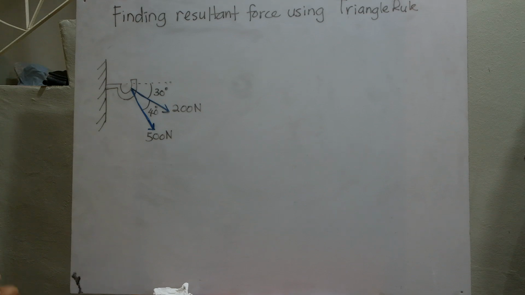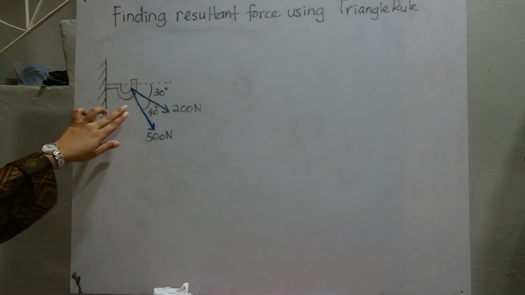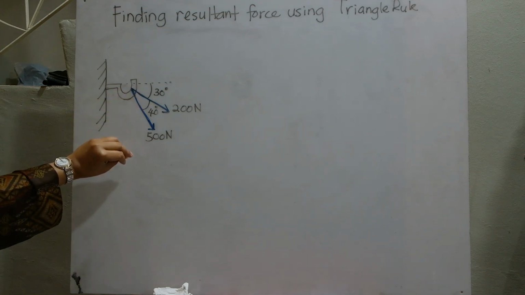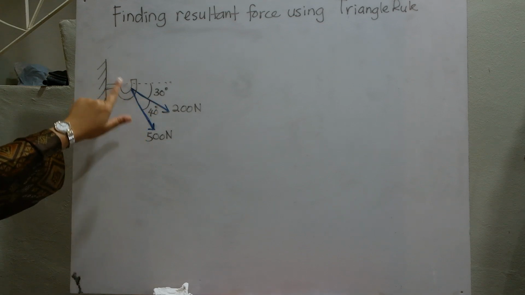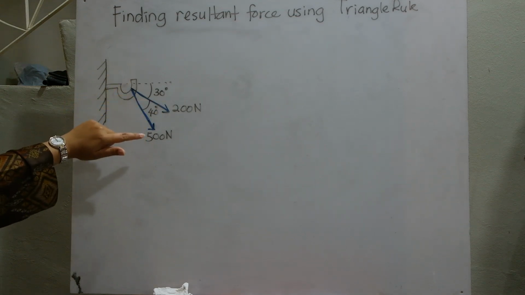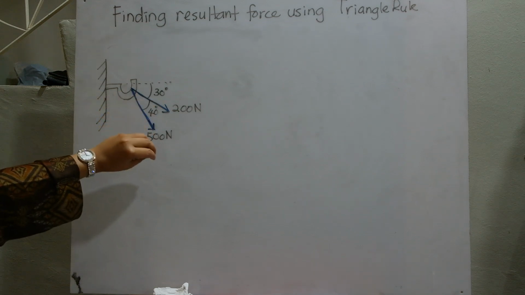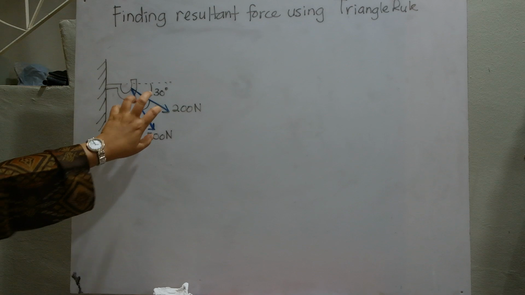In the triangle rule, what you need to remember is the cosine law and also the sine law. We have to draw the triangle in order to get the resultant force. Let's say we have this system: one hook with two forces acting on it. We need to find the resultant of these forces, which is equivalent to the summation of these two forces acting on this hook. One resultant which is equivalent to these two forces.